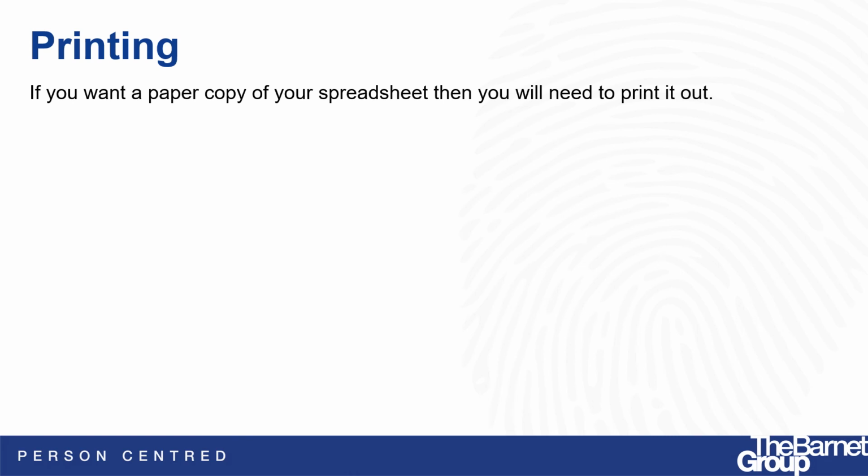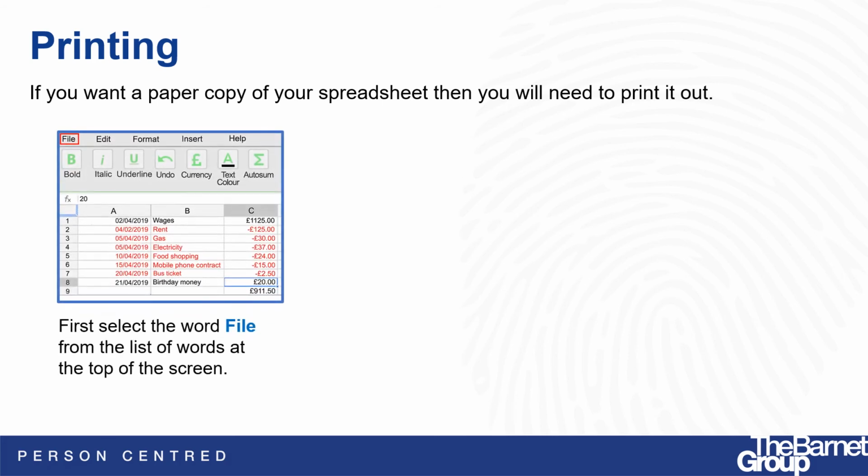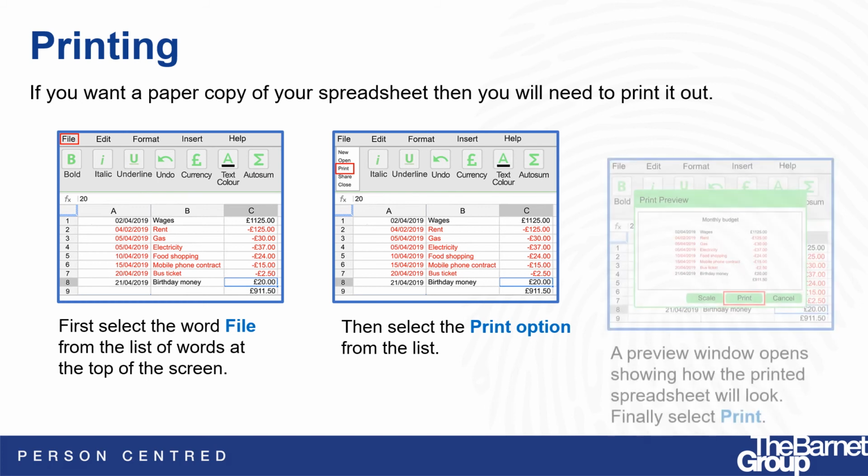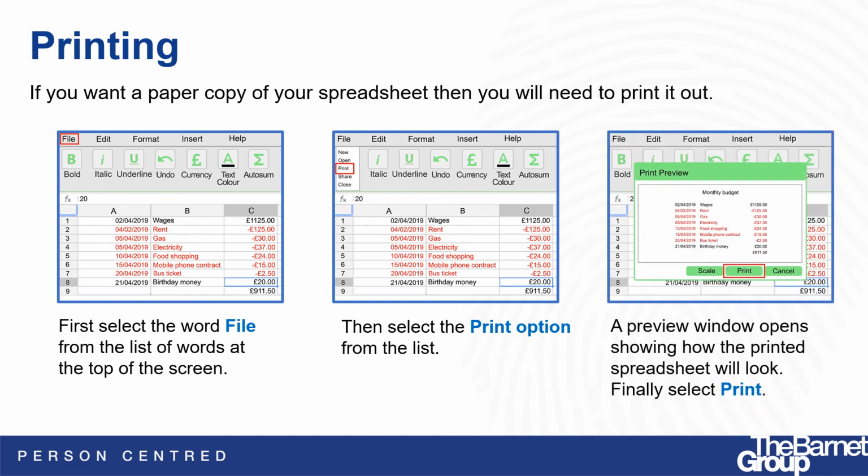Printing. If you want a paper copy of your spreadsheet, then you will need to print it out. First, select the word File from the list of words at the top of the screen. Then select the print option from the list. A preview window opens, showing you how the printed spreadsheet will look. Finally, select Print.